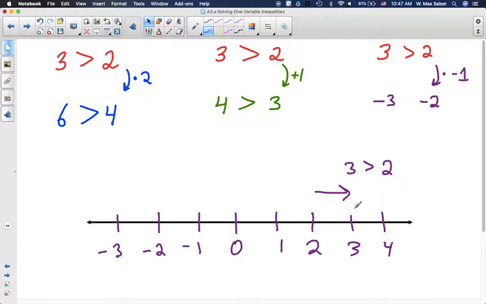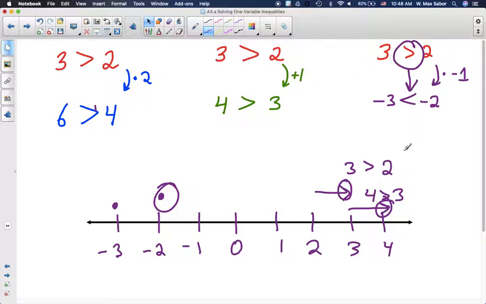Same thing when I say 4 is greater than 3. When I say negative 3 compared to negative 2, here's negative 3, here's negative 2. Which one's further to the right? Here 3 was on the right, here 4 was on the right, here negative 2 is on the right. Negative 2 is the bigger number. So what happened? These stayed the same, these stayed the same, these changed.